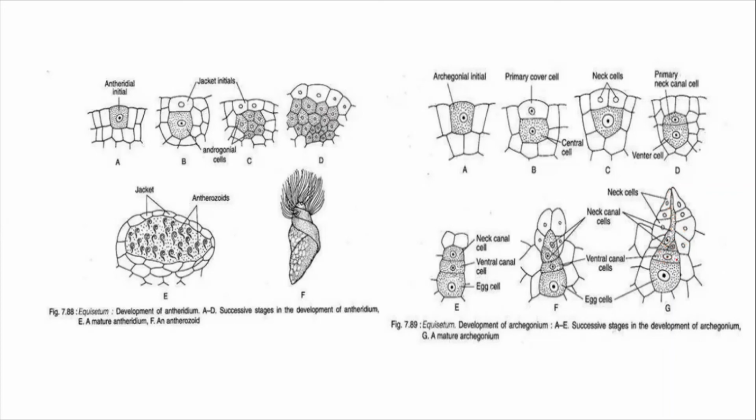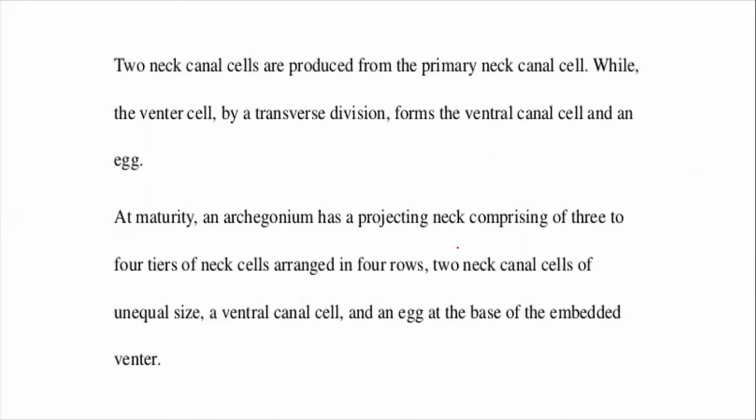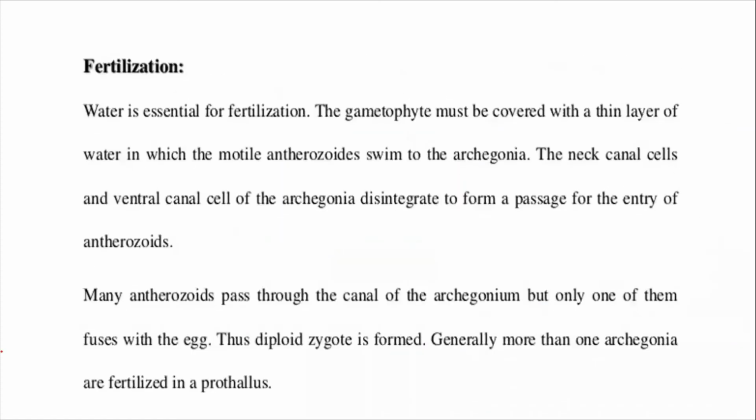We can see a central ventral canal cell and a huge egg, so it appears just like a flask shaped structure in the tissue. So you can see here only two neck canal cells are produced, while the venter cell will undergo one transverse division and forms the venter canal cell and the egg cell. So at maturity, the archegonium is going to have a projecting neck comprising neck cells arranged in 4 rows, 2 neck canal cells, a venter canal cell, and an egg cell, which is the female gamete, at the base of the venter.